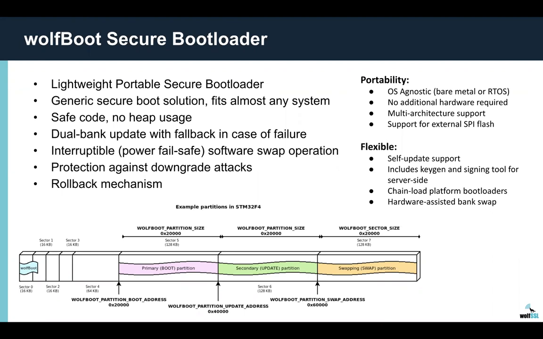If the update is done and your application does its own checks and finds out the update isn't valid, it can roll back to the previous image. It's OS agnostic. We've run this just on bare metal as well as a number of RTOSs. No specific hardware is required for it, although we can take advantage of things like hardware assisted bank swaps.